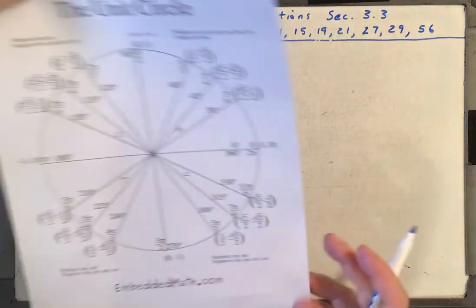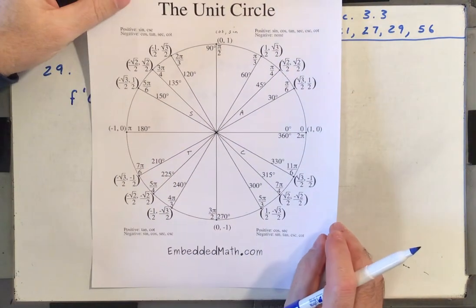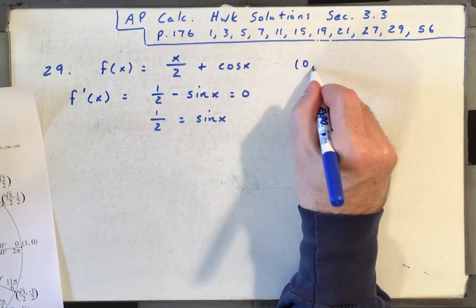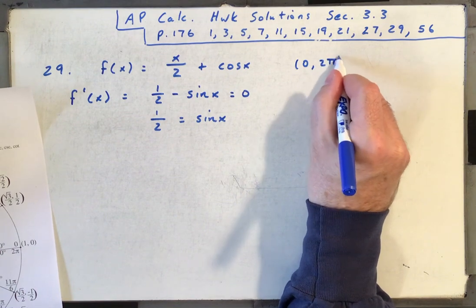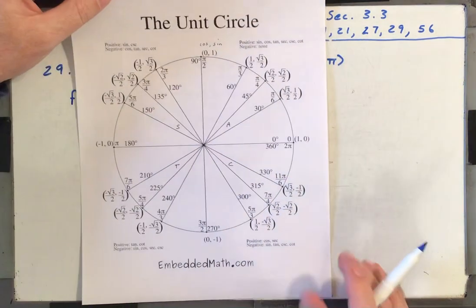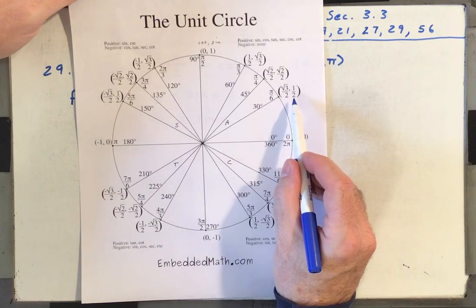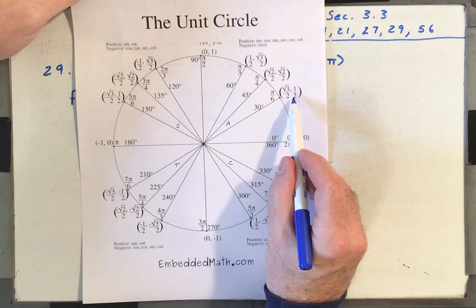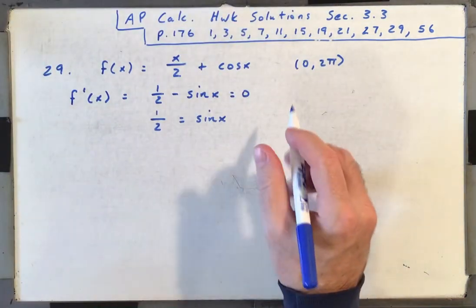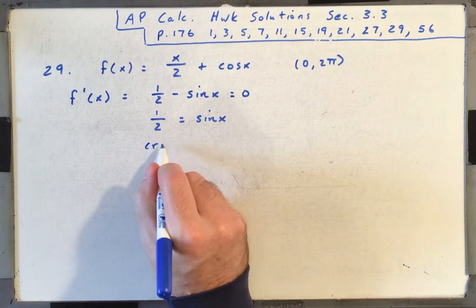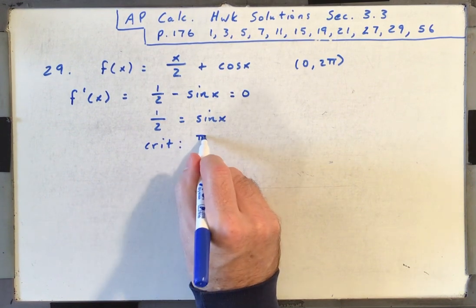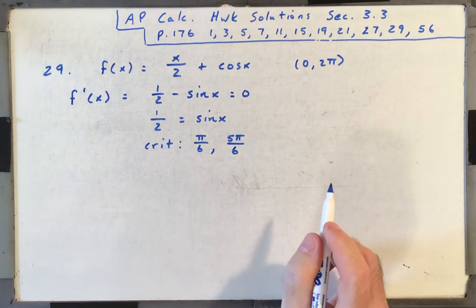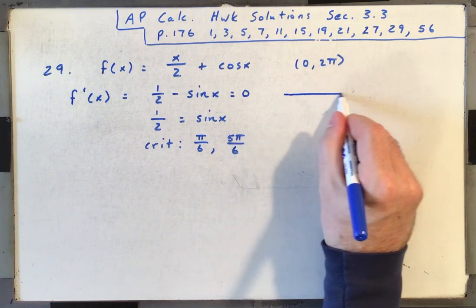So let's get the old unit circle out. All right, and our interval is between 0 and pi. If you look at the problem, they're not making us go past that. All right, so where is sine x equal to 1/2? Remember, it's cosine then sine, at pi over 6 and also at 5 pi over 6. So our critical points occur at pi over 6 and 5 pi over 6. So I'm going to draw my sine line.